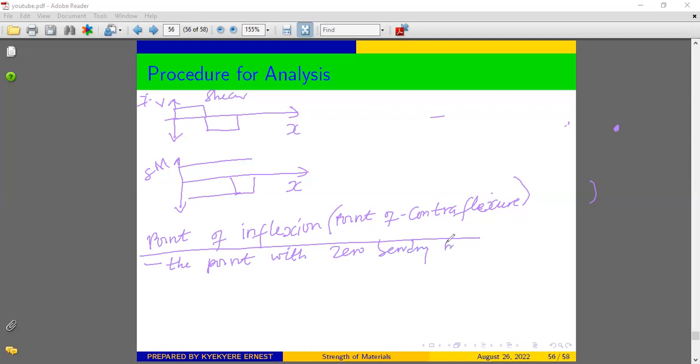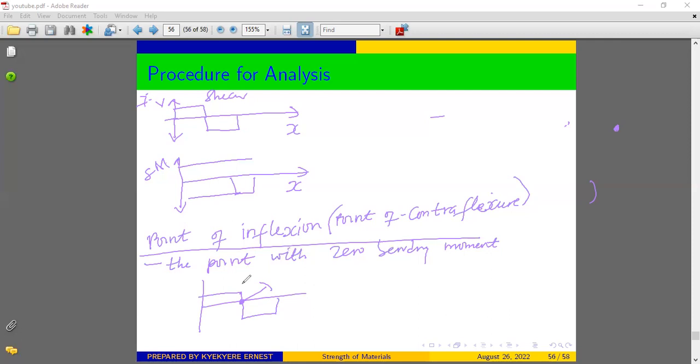Or it is a point, so if it is like this, and I have my diagram like this, you can see that at this point, there is zero bending moment. So that point is the point of inflection or point of contraflexion. And on that point is the intersection between the positive and then the negative side of the graph.